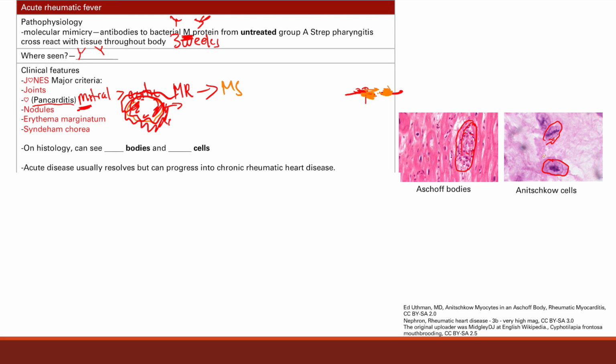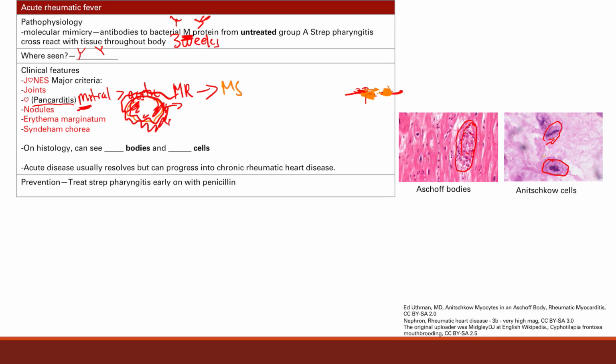Now, the acute disease usually resolves and you're fine, but unfortunately this can progress into chronic rheumatic heart disease, which we're going to talk about in a second. And the way we prevent this, as I already told you, we already know how to prevent this. The way you prevent it is you treat that strep pharyngitis early with a penicillin.